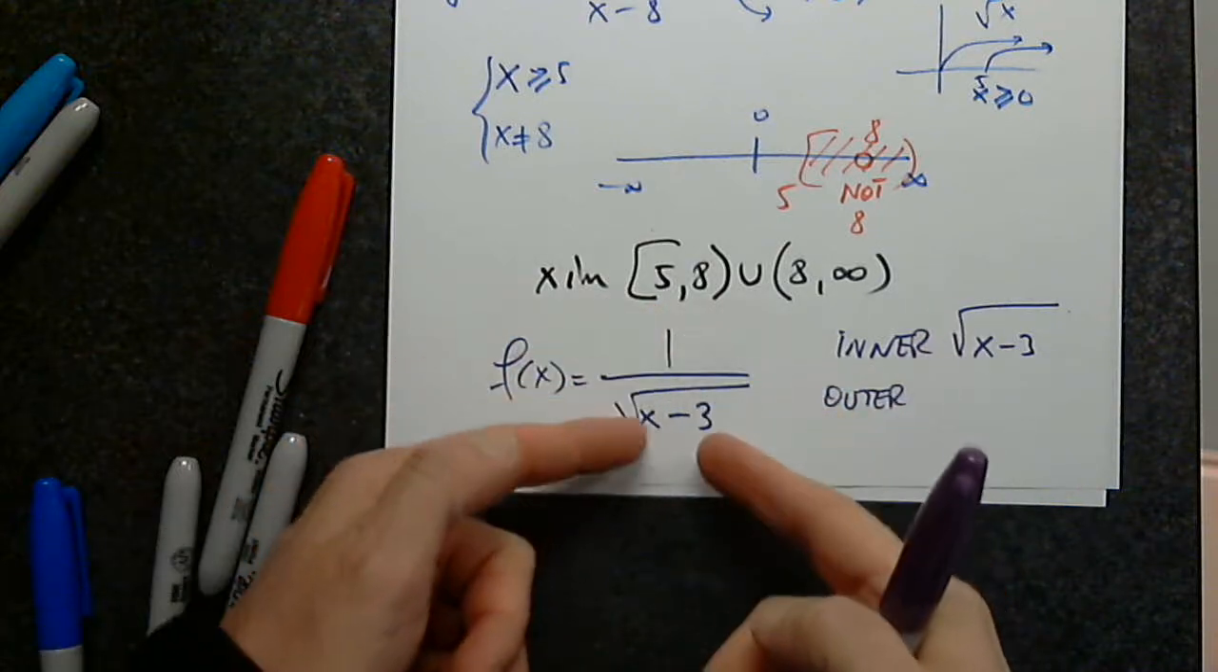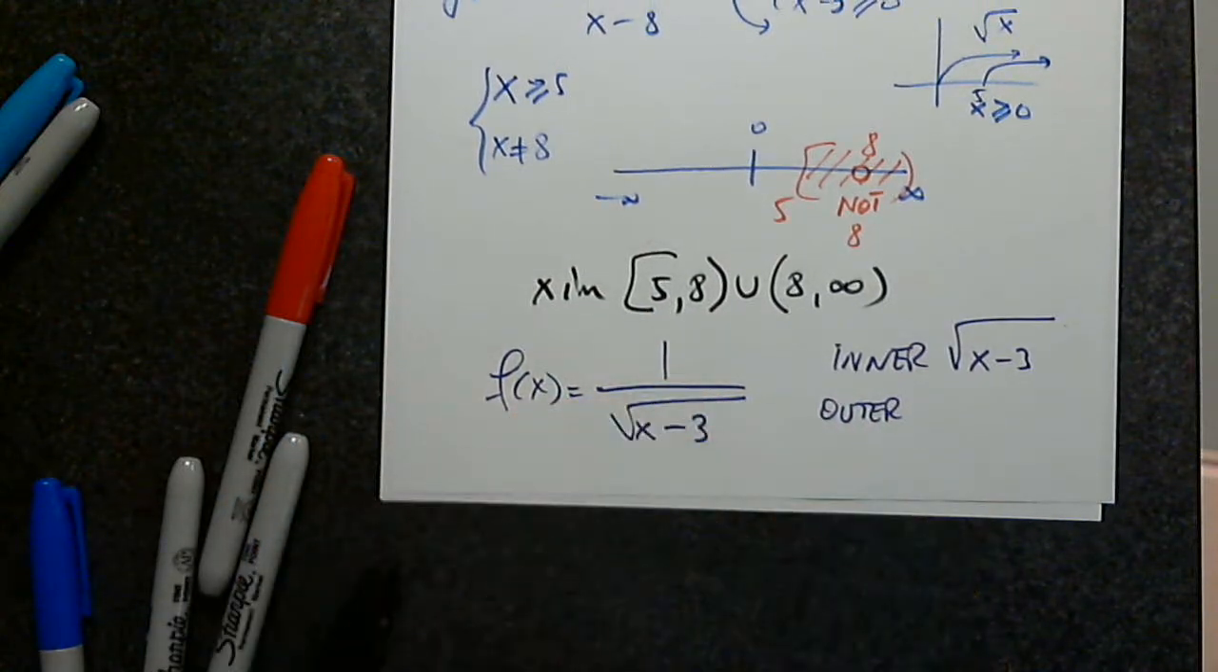Which function is this? 1 over x. Right? Once I evaluate the square root of x minus 3 and I get 5, which function do I apply to 5? 1 over 5. Is that better? Okay. Good.